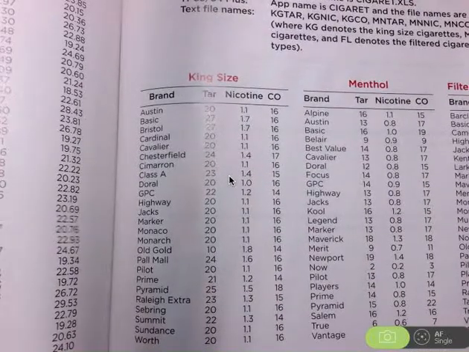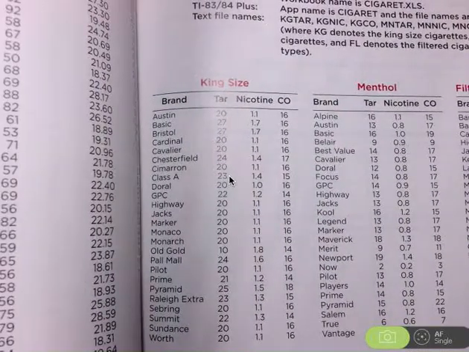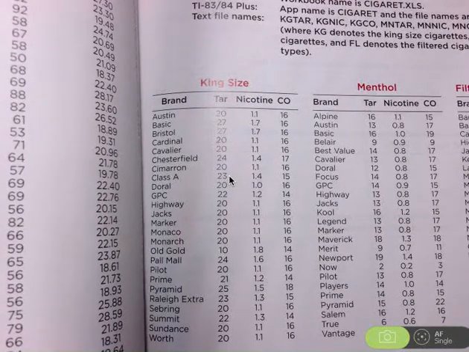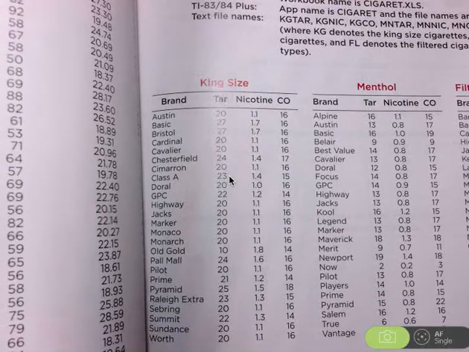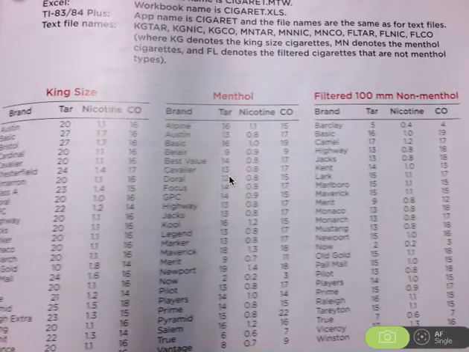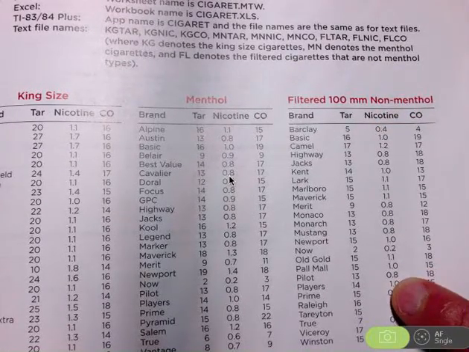So if I look back quickly, I think you're going to use similar data for question number 20. Right, same appendix, same data set, and you're going to use the 25 nicotine amounts for the filtered non-menthol cigarettes. So that would be this for question number 20, for the filtered non-menthol cigarettes.